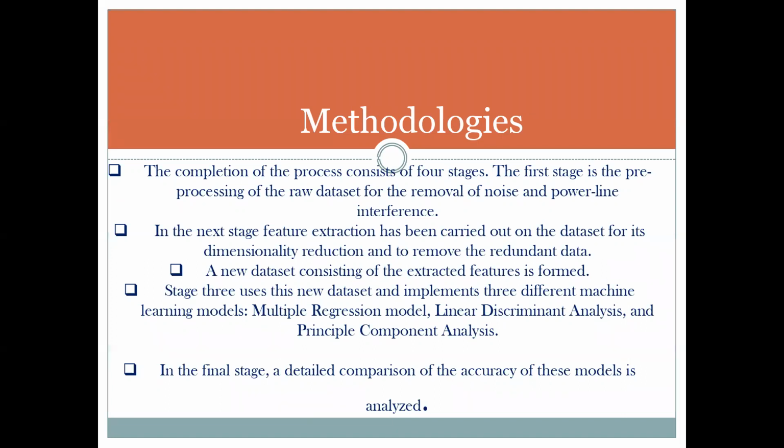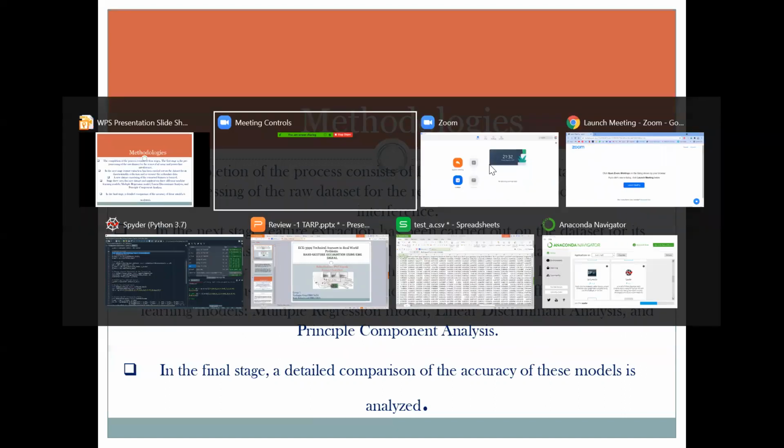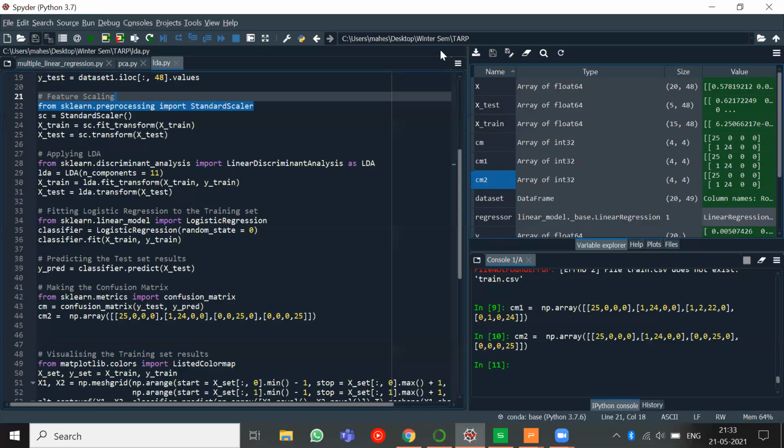Some information about the machine learning algorithms: first, the multiple regression model is basically a regression model in which we predict the output as continuous values of the data. I'll move on to the code part.